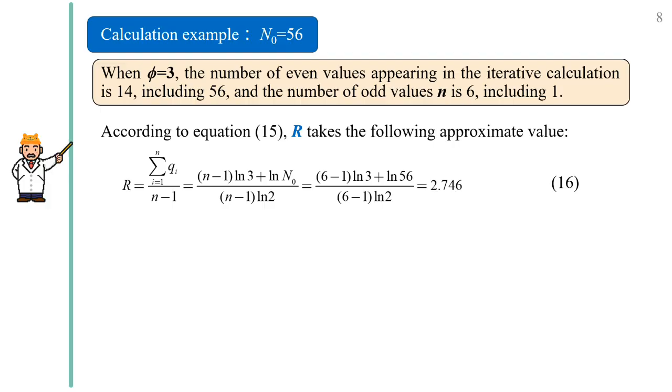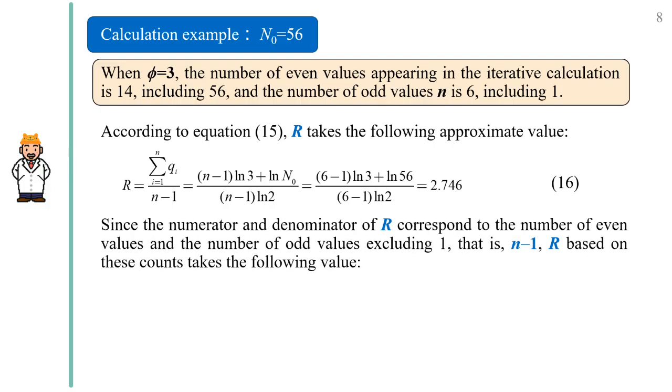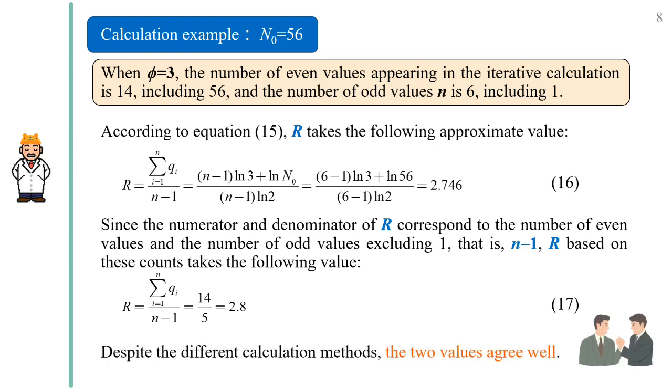On the other hand, since the numerator and denominator of R correspond to the number of even values and the number of odd values excluding 1, that is, n minus 1, R based on these counts takes the following value. Despite the different calculation methods, the two values agree well.